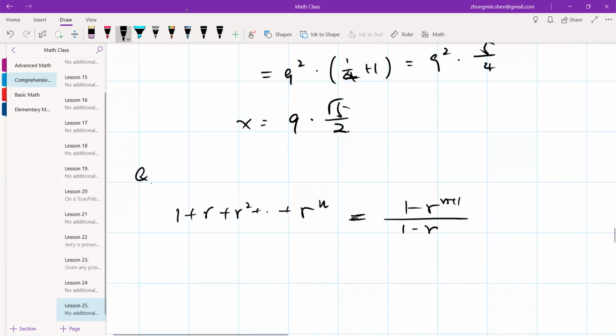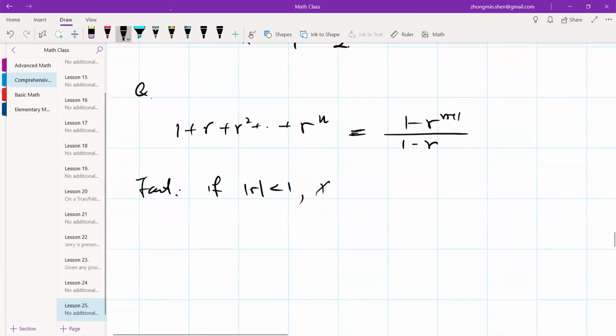So how to, yeah, we have the following fact, first of all. We find out if the absolute value of r is less than 1, then r to the n's power approaches 0 as n approaches infinity. So when r times r, if the absolute value of r is less than 1, this product is getting smaller and smaller and smaller, eventually approaching 0.